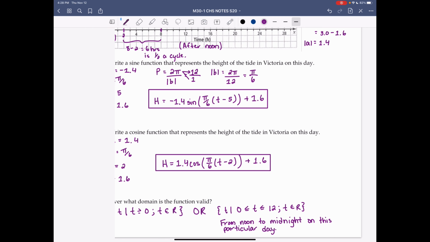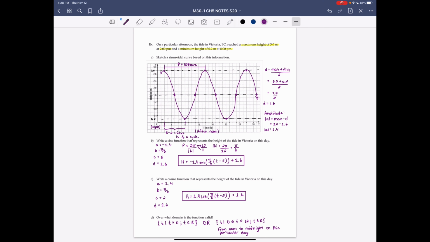That brings us to the end of the Chapter 5 notes.